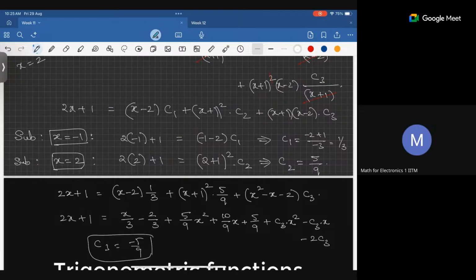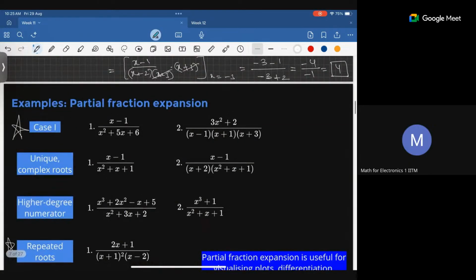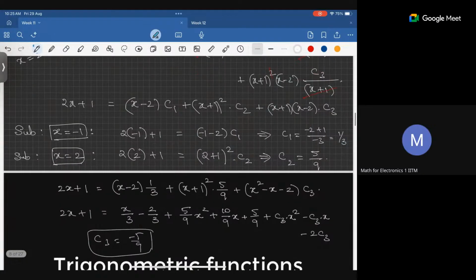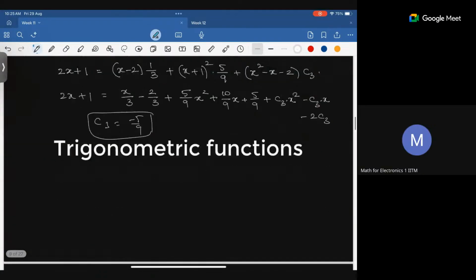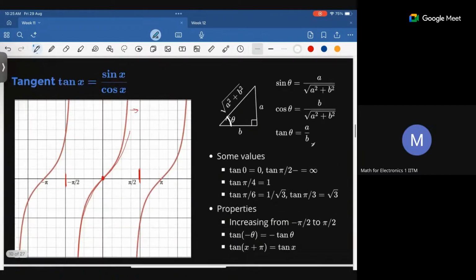Okay, so practice some problems related to partial fractions, case 1 and repeated roots, and you will be prepared for the entrance exam. Okay, so let's move on and talk about trigonometric functions.